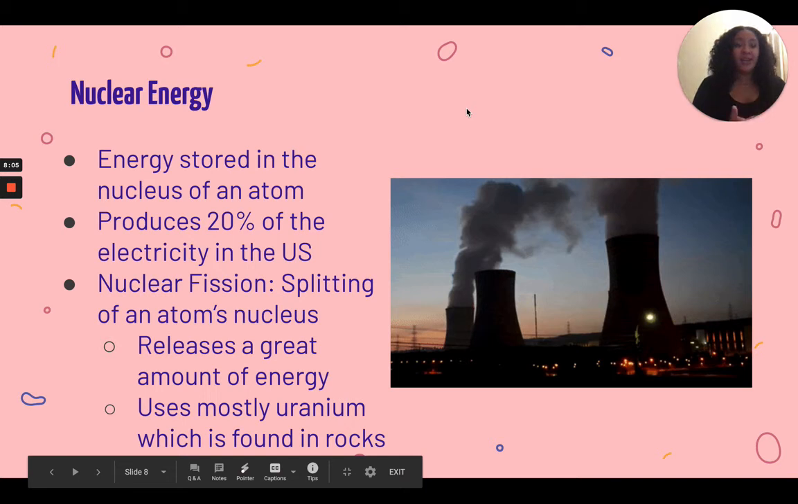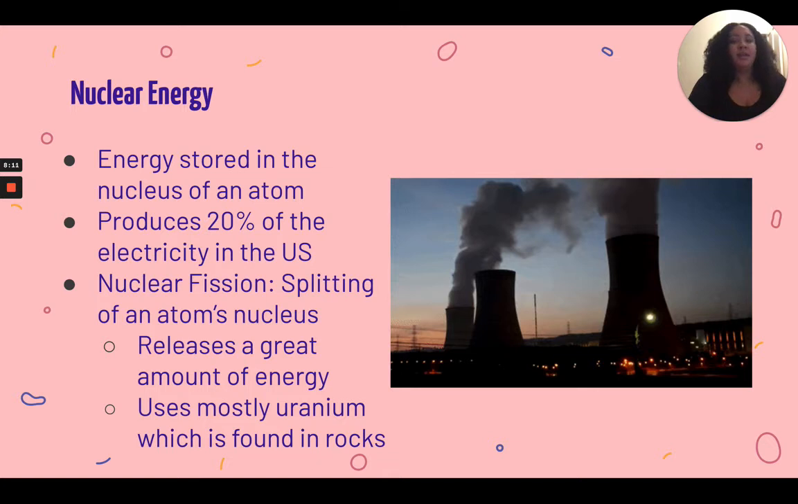Okay, and then another non-renewable energy source that we have is nuclear energy. Okay, so nuclear energy is stored in the nucleus of the atom, which is why it's called nuclear energy. And that produces 20% of the electricity in the US. And so how do we get nuclear energy? We use nuclear fission. That's splitting the atom's nucleus and results in a great amount of energy.